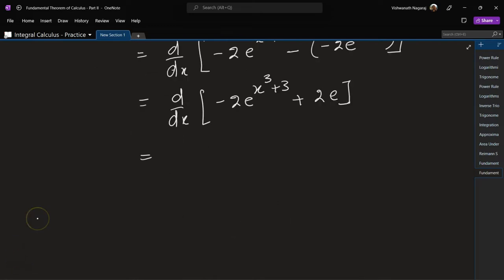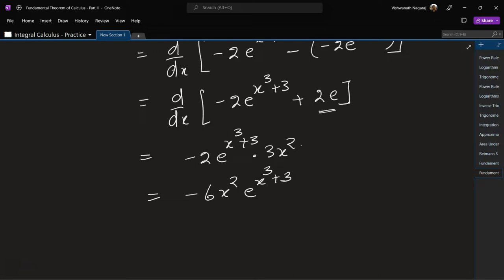And this would be, if we differentiate it, what do we get? This is a constant, so this will be 0. So we just have to differentiate this. So minus 2 e to the power of x cube plus 3 times 3x square. So the answer would be minus 6x square e to the power of x cube plus 3.